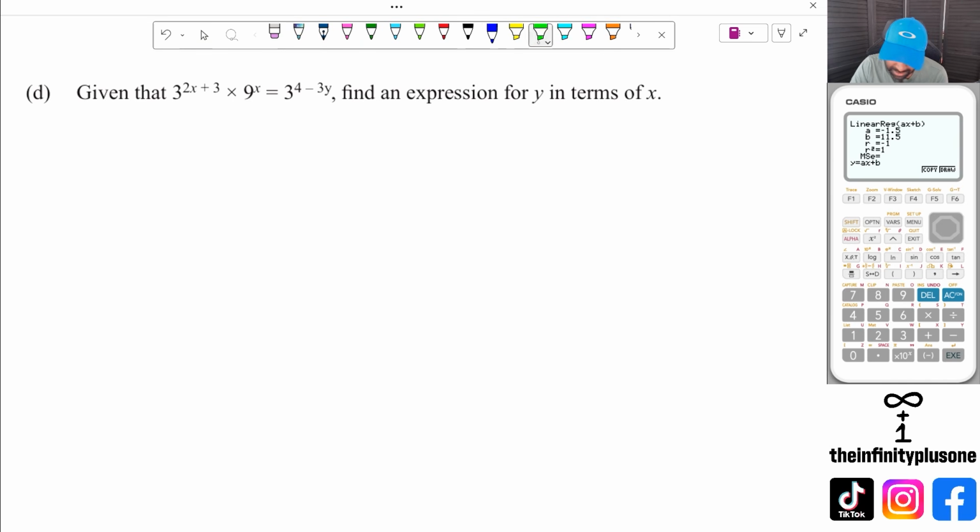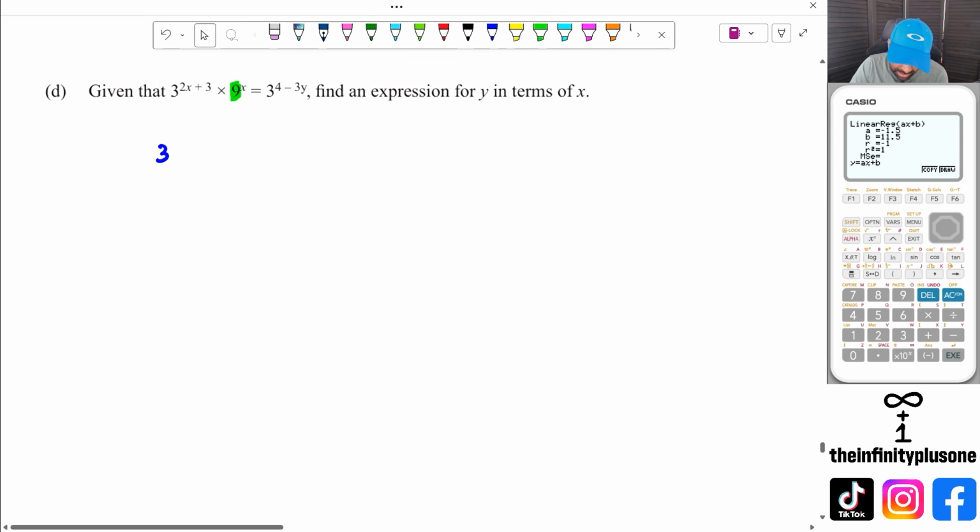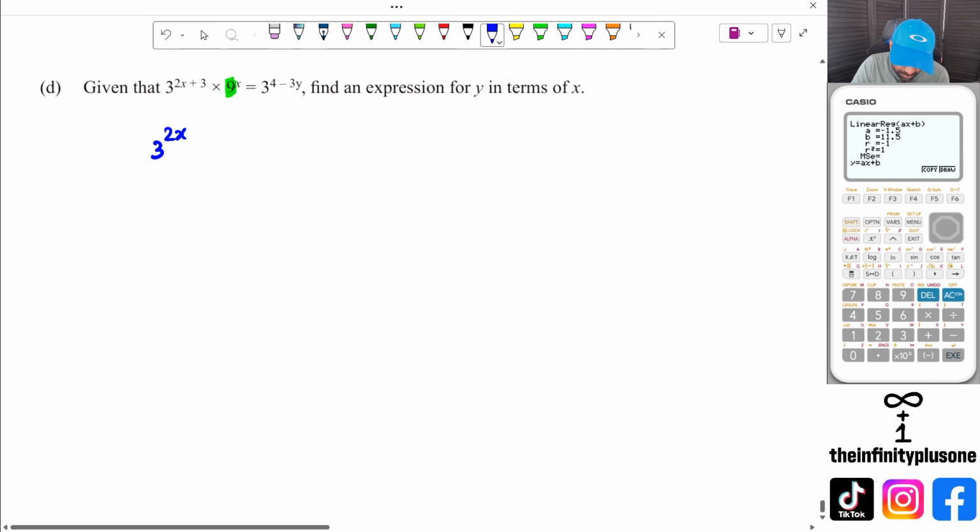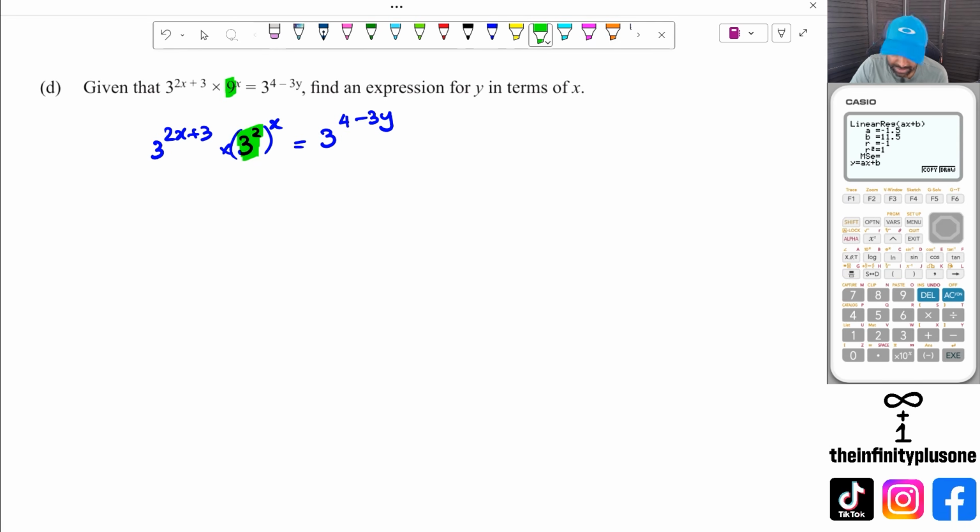And the key thing is having a look at this 9 right there. The 9 can be written as 3 squared. So that's the first thing we're going to do. We're going to write this as 3 to the power of 2x plus 3 times 3 squared to the power of x equals 3 to the power of 4 minus 3y. All right, so all I've done here is I've just written 9 as 3 squared.